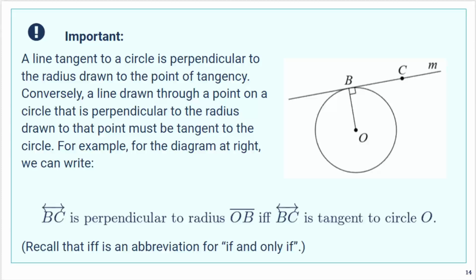For example, for the diagram at right, we can write line BC is perpendicular to radius OB if and only if line BC is tangent to circle O. Also recall, this symbol here means if and only if, which means these two statements are equivalent. All right? Okay, so please write this down in your notebook, and we're going to use this to solve a series of example questions later.